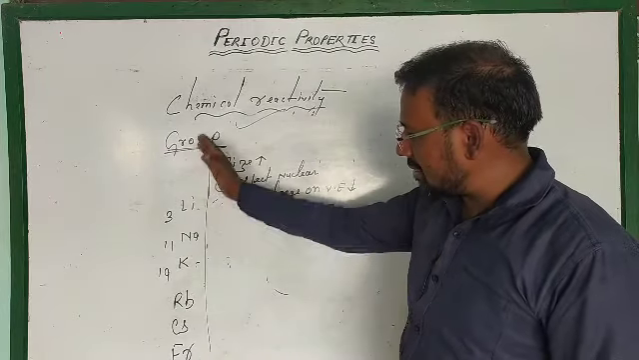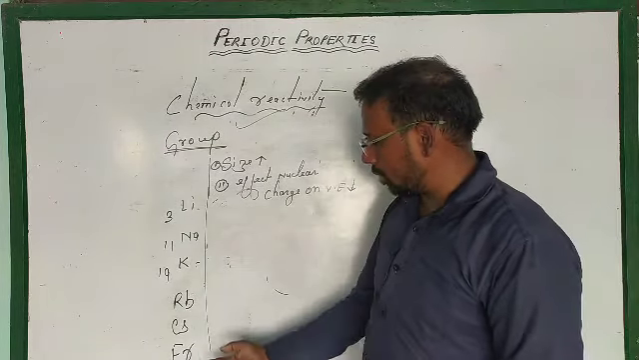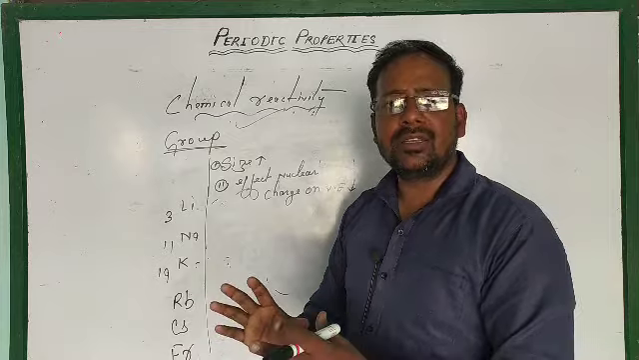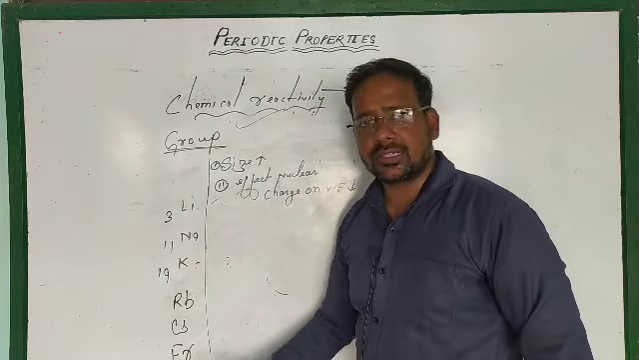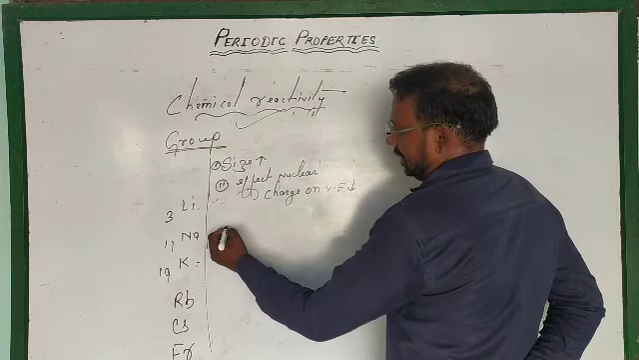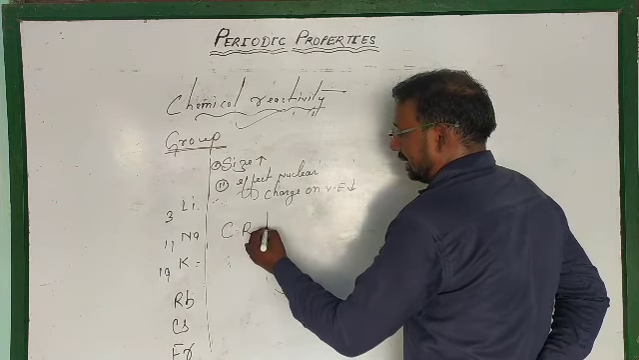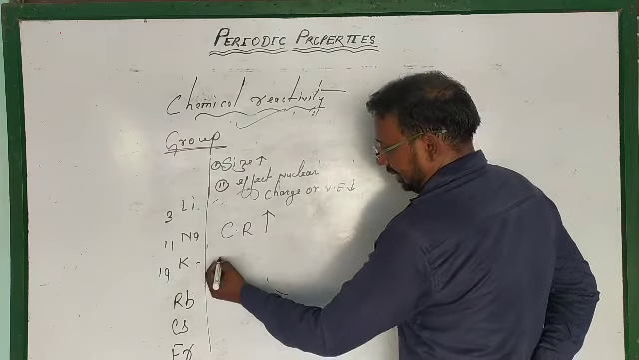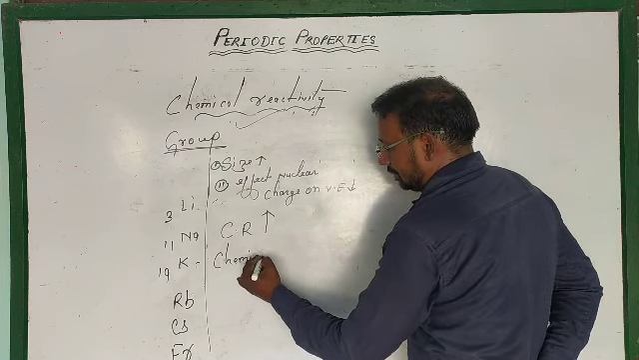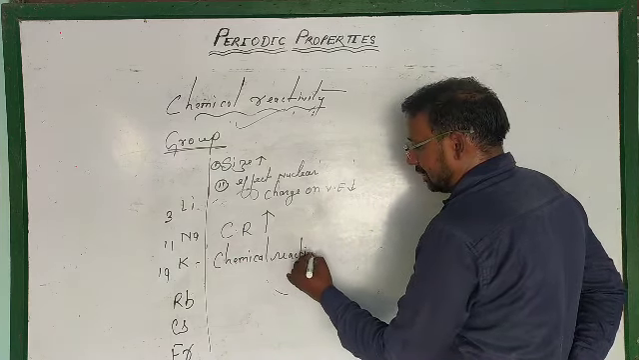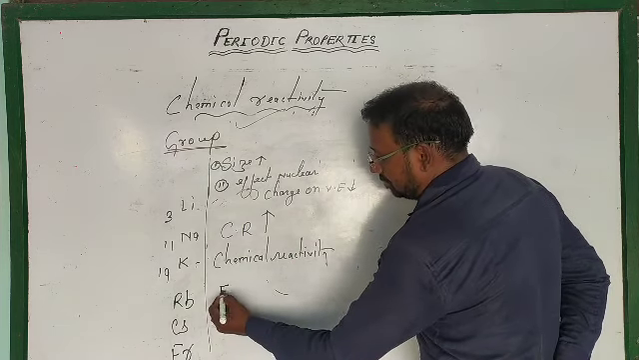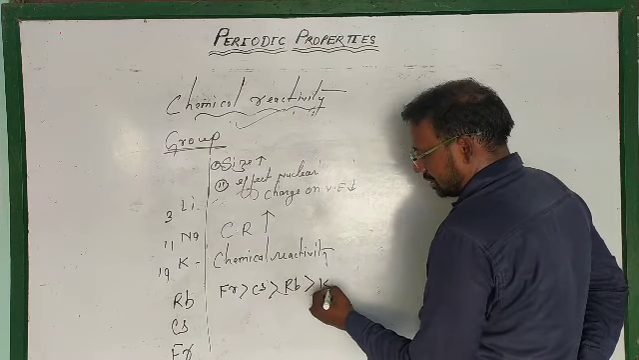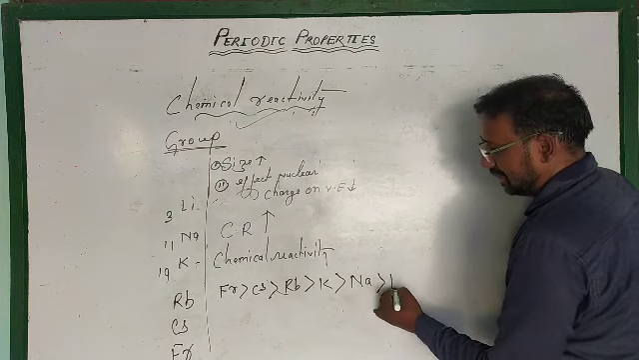So in this case, when we move in a group from top to bottom, which one can lose electron very easily, with very less effort? Simply francium. So we can say that chemical reactivity increases when we are moving in a group from top to bottom, meaning chemical reactivity of francium is greater than cesium, rubidium, potassium, sodium, and least in lithium.